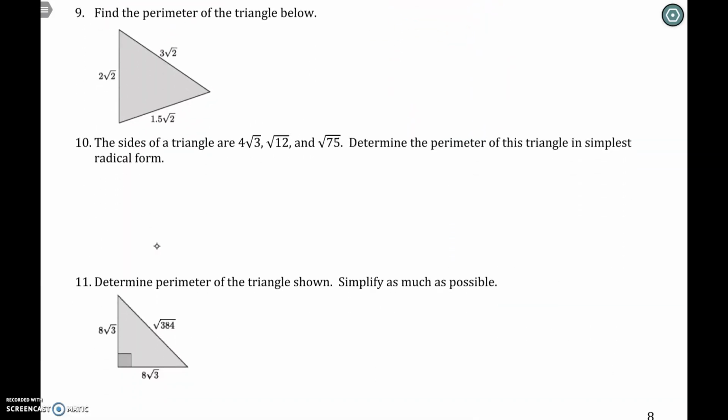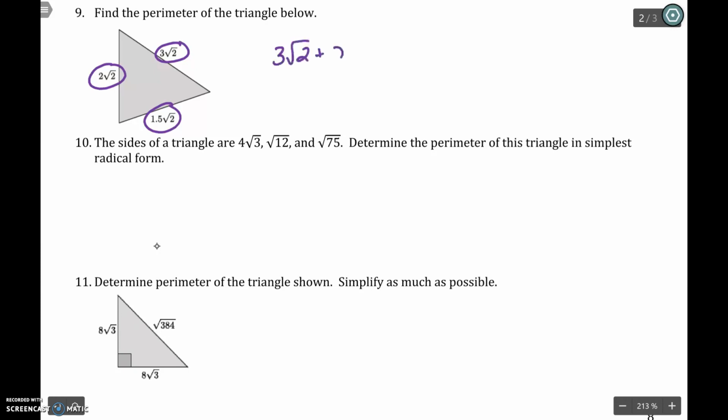To find the perimeter, we're adding all our terms. So if you're just looking at these, they're already all radical 2's. So all you have to do is add them together, and you would get 6.5 radical 2.